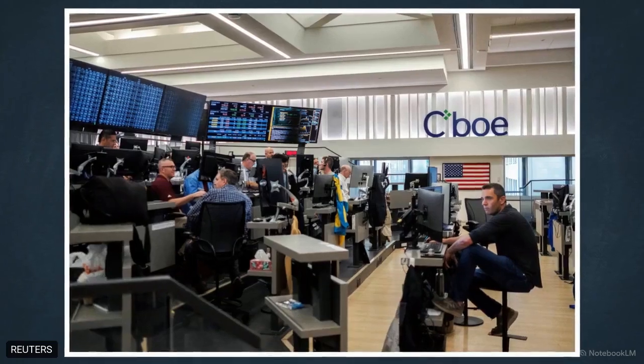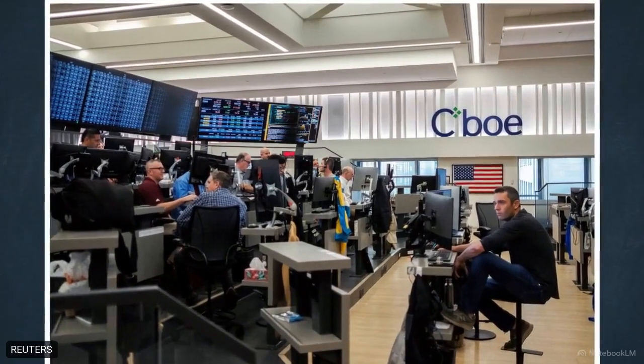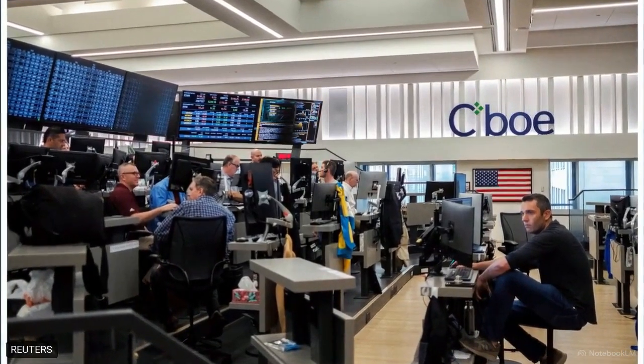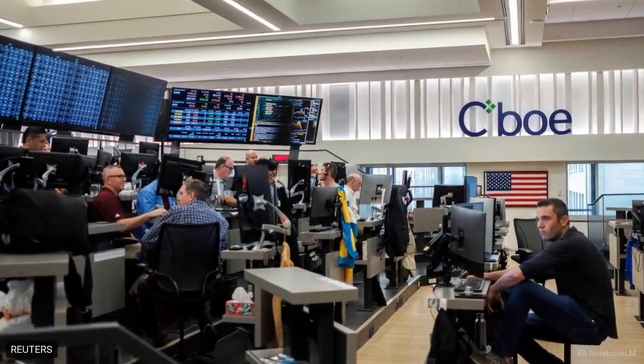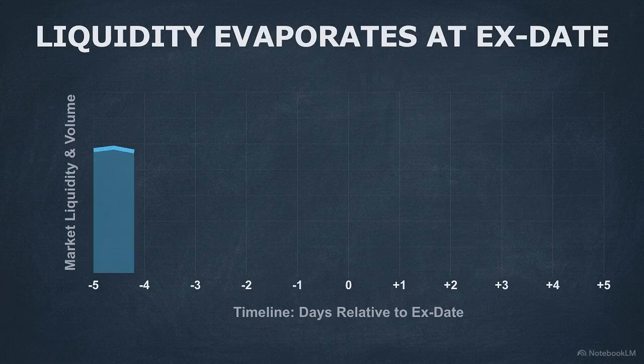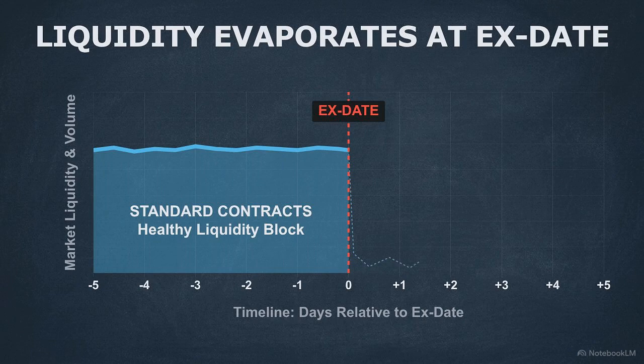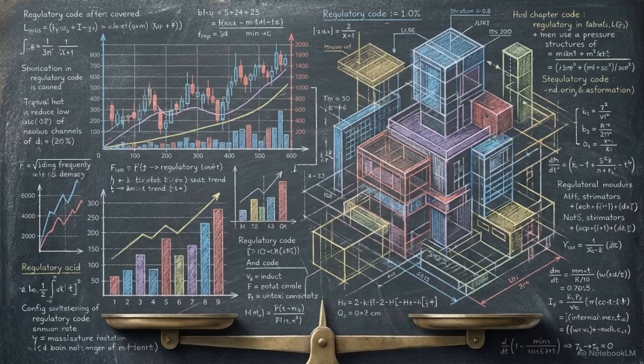Professional discipline demands one specific action. The exact moment a corporate action hits your calendar, pull the official information memo from the OCC database. Read the exact terms, recalculate your assignment risk, and decide whether to close the position before the ex-date causes your liquidity to evaporate. Predicting price direction is only half the battle. Survival in the options market requires mastering the structural mechanics that govern the contract itself.